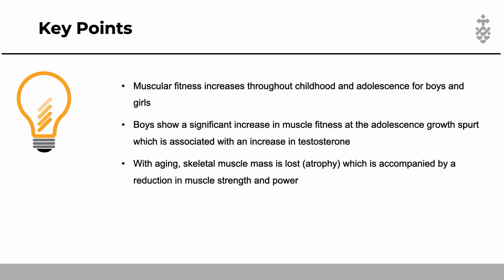Okay, so what we've seen in this first part of the lecture, muscular fitness increases linearly through childhood and adolescence for both boys and girls. And we saw in most components of muscular fitness, boys have that increase at that adolescent growth spurt, which is associated with the increase in circulating testosterone. We also saw that with age, skeletal muscle mass is lost, and that's termed atrophy, and that's accompanied by a significant reduction in strength and power as we get older.